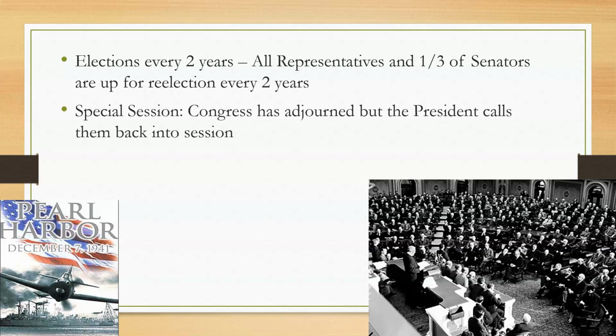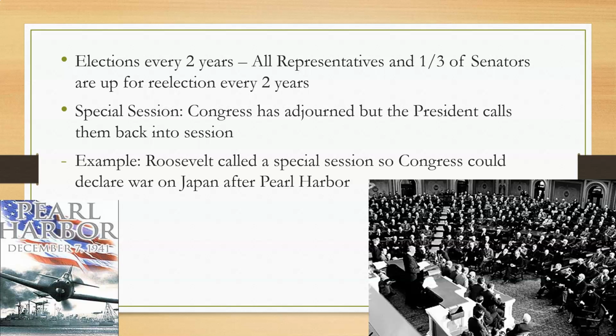They also have what we call special sessions of Congress, and this is where Congress has adjourned, but the president has called them back into session. One such example was during Pearl Harbor when Hawaii was attacked. Roosevelt called a special session of Congress so that he could declare war on Japan.